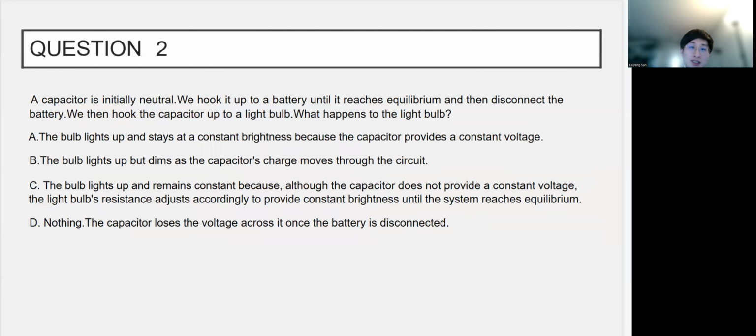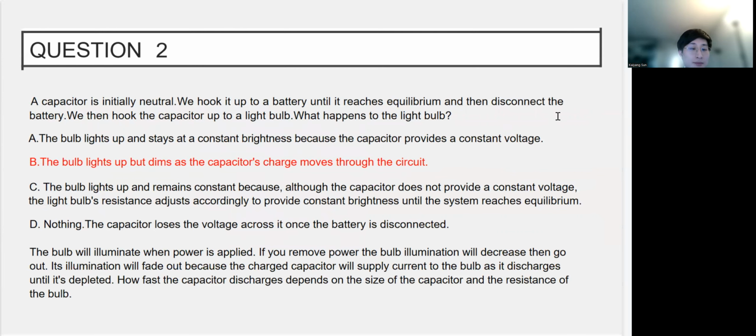The second question is a test question about the energy released by the capacitor. A capacitor is initially neutral. We hook it up to a battery until it reaches equilibrium and then disconnect the battery. We then hook the capacitor up to a light bulb. What happens to the light bulb?